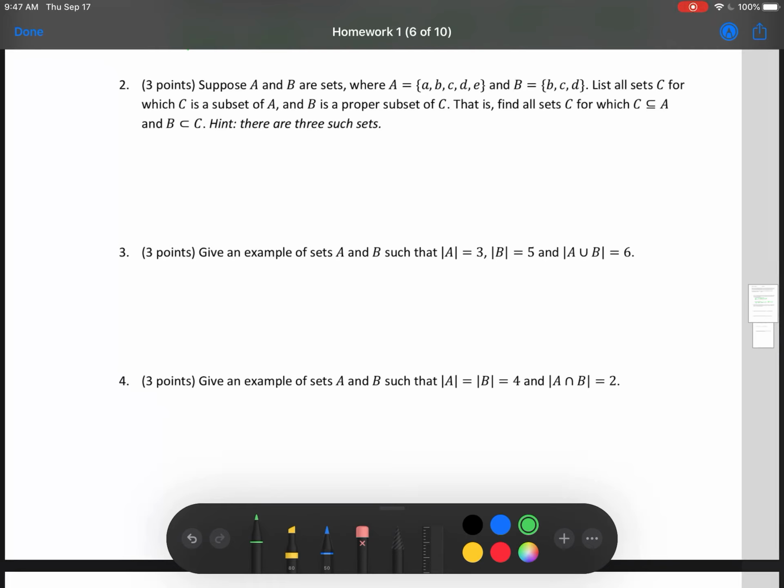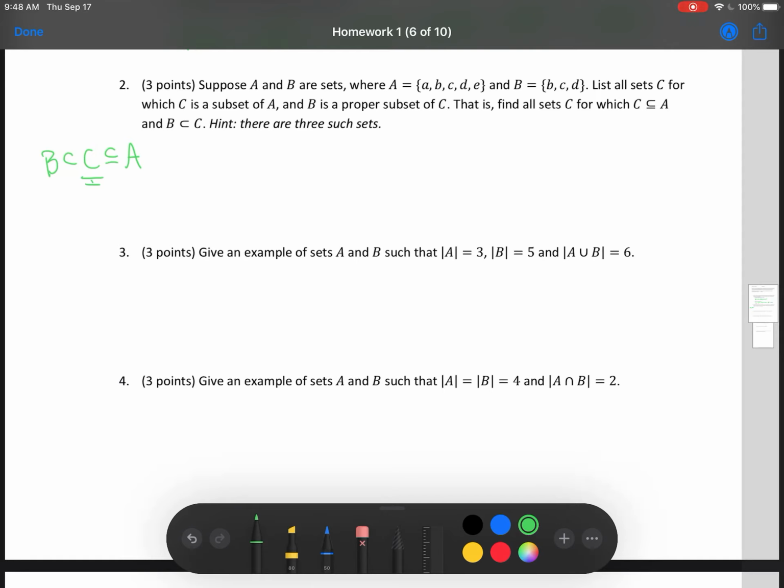A and B are sets where A is the set containing A, B, C, D, and E. B is the set containing B, C, and D. And the question says to list all sets C for which C is a subset of A and B is a proper subset of C. We can think of sets and subsets as being like inequalities. So we're looking for the sets C that contain B as a proper subset, but are also themselves subsets of A.